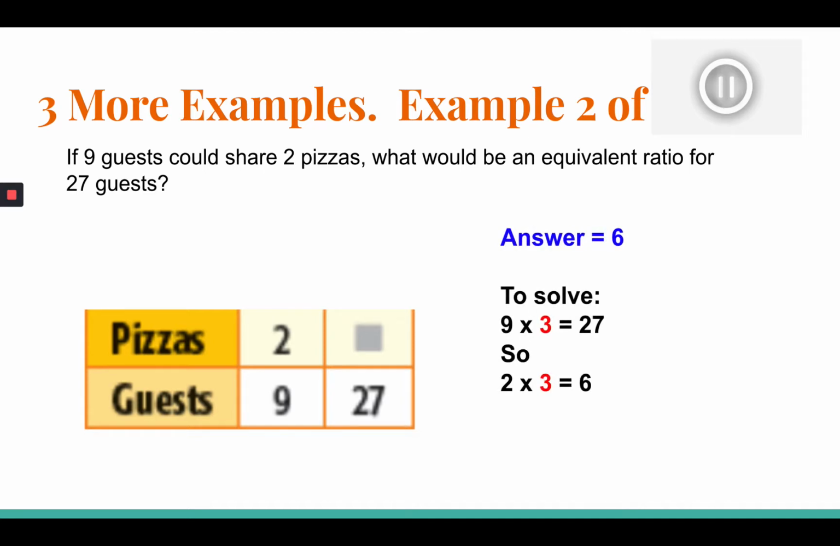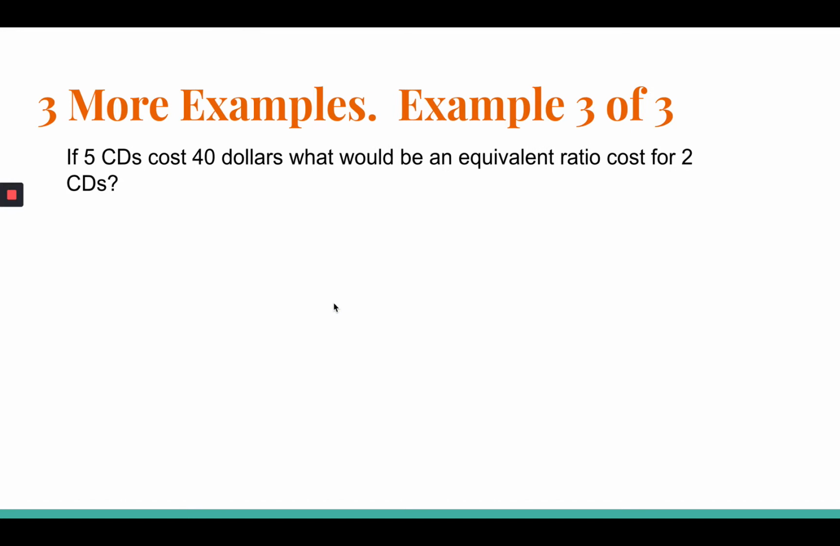All right, well, hopefully you got 6. And the way I did this is I said 9 times 3 is 27. So 2 times that same number, 3, would give me 6. Again, I saw that guests, 9, changed into 27 by timesing it by 3. So I did the same thing with pizza, and I'm creating 2 equivalent ratios.